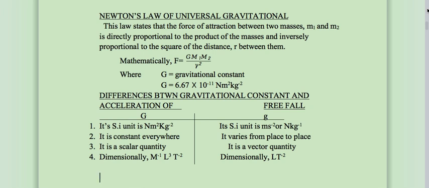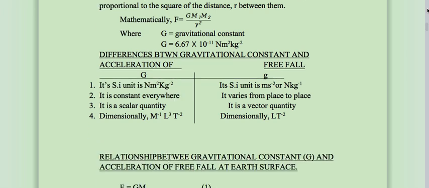Number four, dimensionally. Remember that most physical quantities can be likened to the basic SI unit. So dimensionally, capital G is M raised to power minus 1, L raised to power 3, T raised to power minus 2. That of the acceleration due to free fall, small g, dimensionally is L raised to power 1, T raised to power minus 2. That is the dimension.